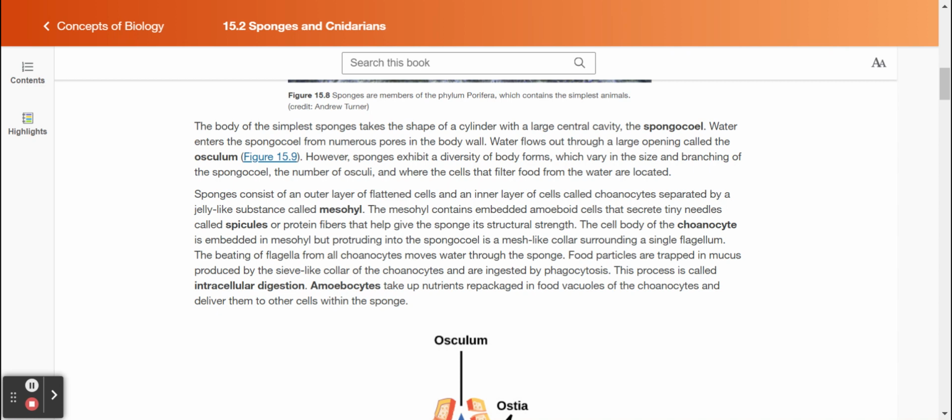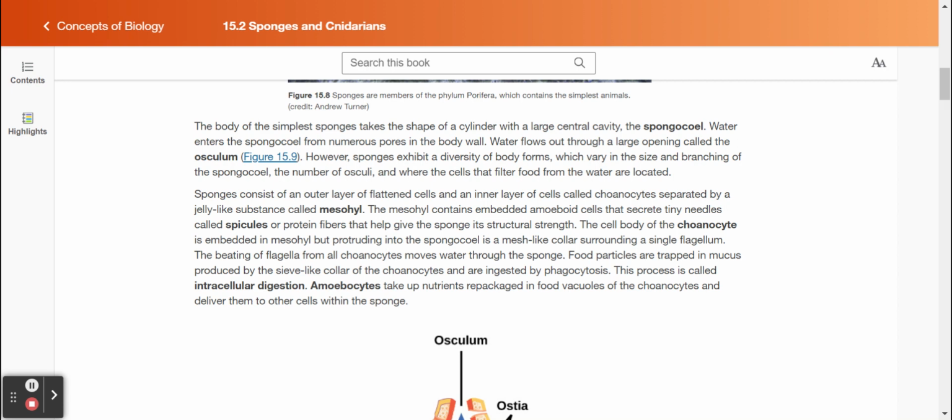Sponges consist of an outer layer of flattened cells and an inner layer of cells called choanocytes, separated by a jelly-like substance called mesohyl. The mesohyl contains embedded amoeboid cells that secrete tiny needles called spicules, or protein fibers, that help give the sponge its structural strength.